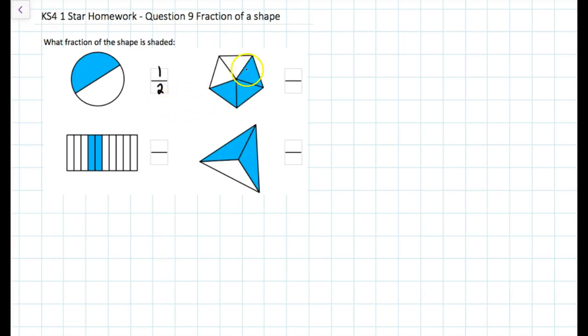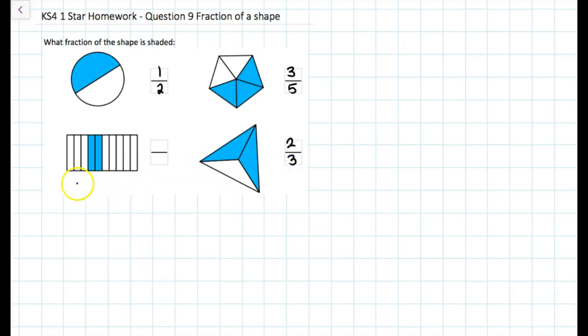In the next shape we've got 5 parts altogether and 1, 2, 3 is shaded, which means we've got 3 out of the 5 in total. I'm going to do this one next. We've got 1, 2, 3 in total, with 2 out of the 3 being shaded.